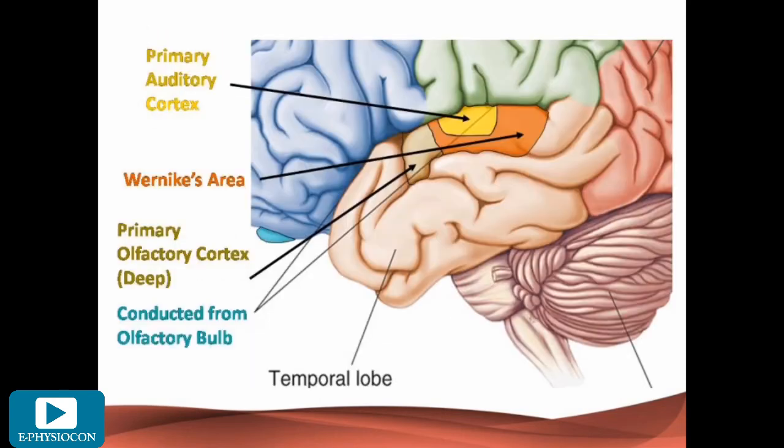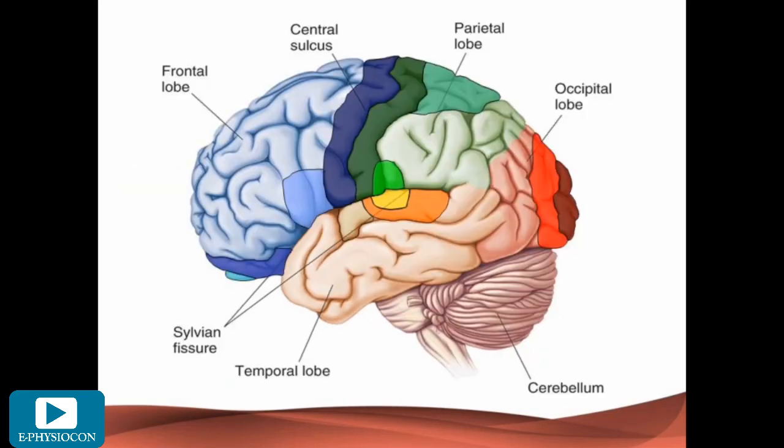In this picture, you can clearly see the temporal lobe, and in the temporal lobe, the red color is Wernicke's area, below the Sylvian fissure, or we can say lateral sulcus. And the primary auditory cortex and primary olfactory cortex are present deep, conducted from the olfactory bulb.